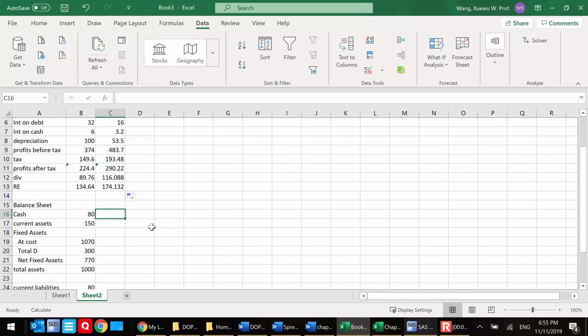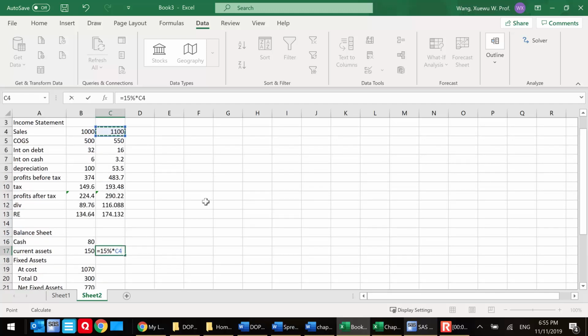Now the balance sheet. So I'm looking at part A here. So cash is the plug, right? Yes, in part A, B, C, D, cash is the plug. In part E, debt is the plug. So I'm just going to look at part A here. All right, so cash is the plug. I'm going to move on to current assets. Current assets, that is 15% of sales, okay?